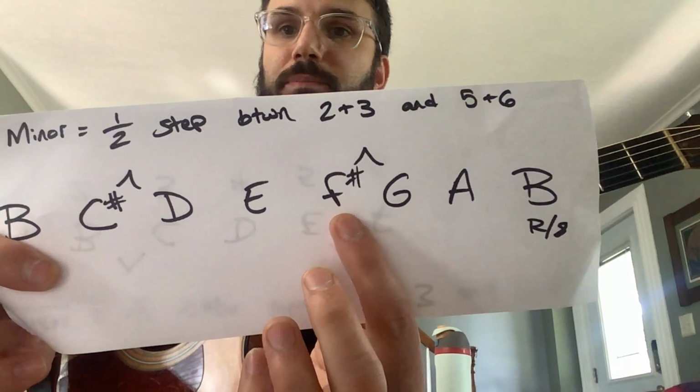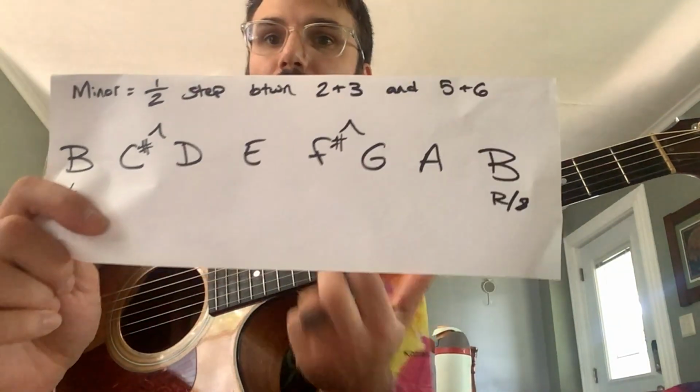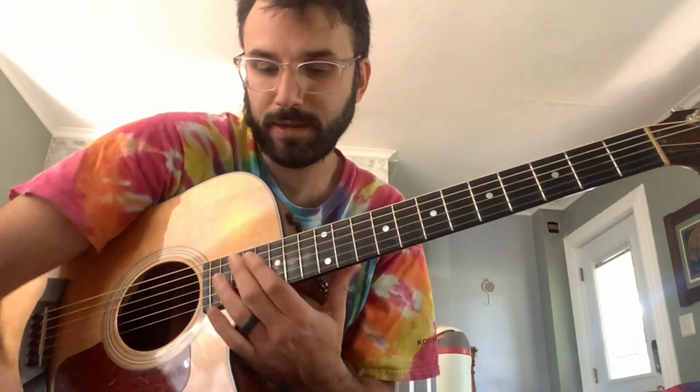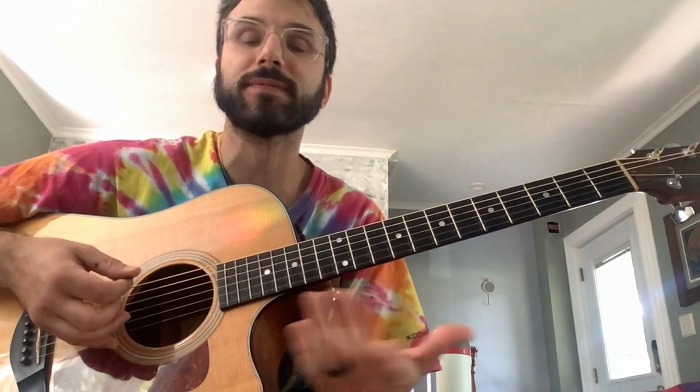Okay, now let's go. We need a half step between the F sharp and G. Okay. And then we need a whole step to A. I think you get it. Here's A. Way up here. That's that B up an octave on the same string.